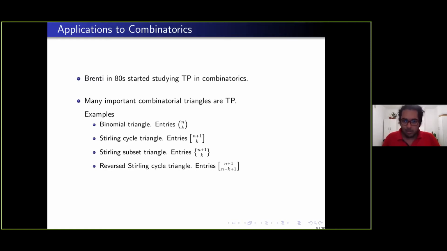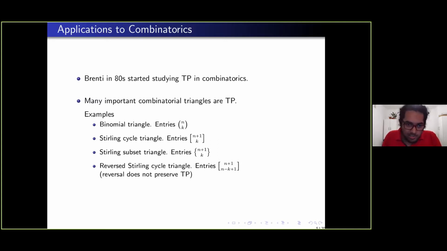Now, all of these are lower triangular matrices, and if you have an infinite lower triangular matrix, what you can do is take each of the rows and reverse them. So you can obtain the reversal of each of these matrices, and Brenti showed that the reversal of the Stirling cycle triangle is also TP. However, reversal in general does not preserve TP. One can construct an example. So this is not an operation that preserves TP.